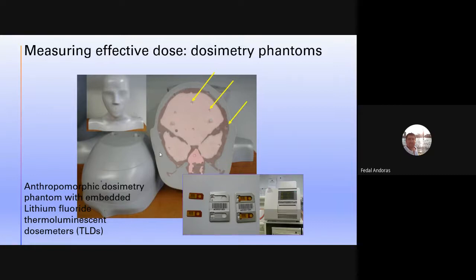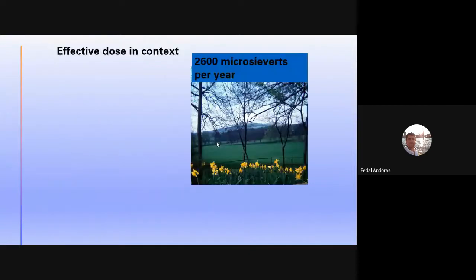They put these small detectors, embedded in this phantom, and irradiate it, and later they read the absorbed dose and multiply it by the weighting factor of every area. If they want to measure the brain, they multiply by the weighting factor of the brain, the salivary gland, and so on. From the previous, at that time they will get the effective dose. These are important for legislation and for writing guidelines. So, effective dose in context.